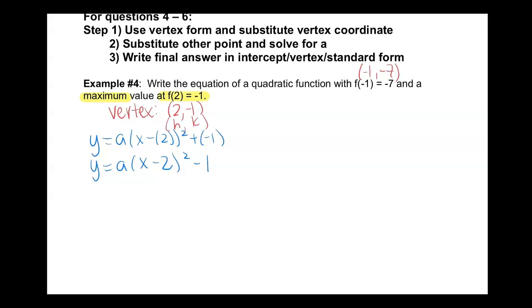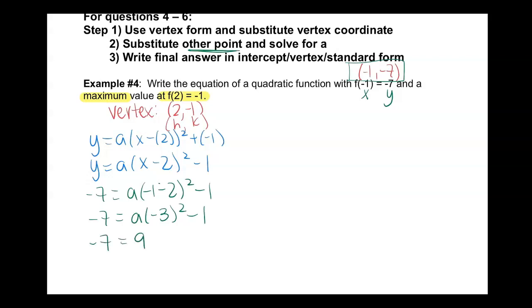Just like we did on the prior page, we're going to substitute the other point and solve for a. In this case, we have -1, -7 as your other point. This is your x, this is your y. We're going to simplify inside the parentheses. -1 minus 2 is -3 squared minus 1. -3 squared is 9.